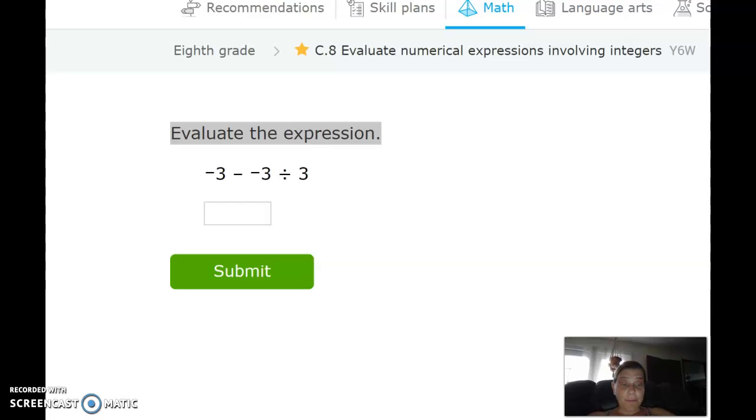So here's an example. There is no P, there is no parentheses. So the next thing we move to is E for exponents. There is no exponents. So the next thing we move to is MD. Multiplication and division. So we look over here, there's -3 minus a -3 divided. Okay, we've come across the multiplication and division, this division right here. So this 3 divided by this 3, what does that end up being? 3 divided by 3 ends up being 1.